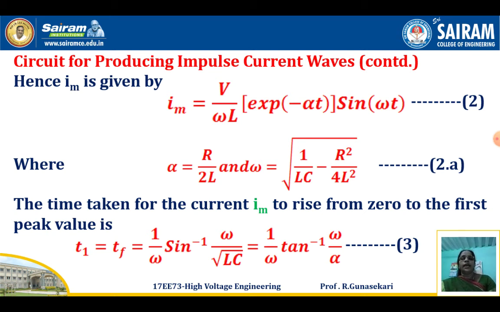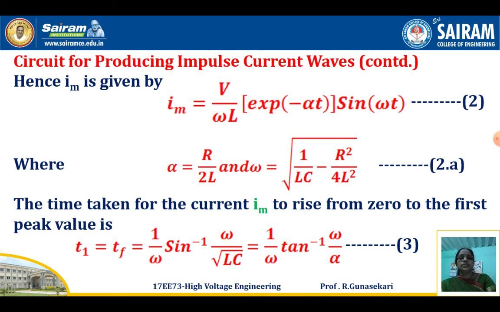Now the time taken for the impulse current waveform Im to rise from 0 to the first peak value, that is the time period t1, equal to tf, is equal to 1/omega sin inverse of omega divided by root LC, which is equal to 1/omega tan inverse of omega/alpha.